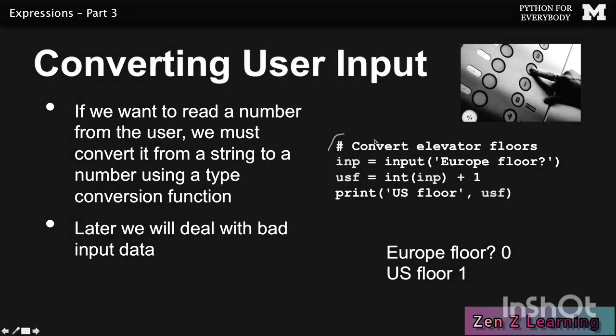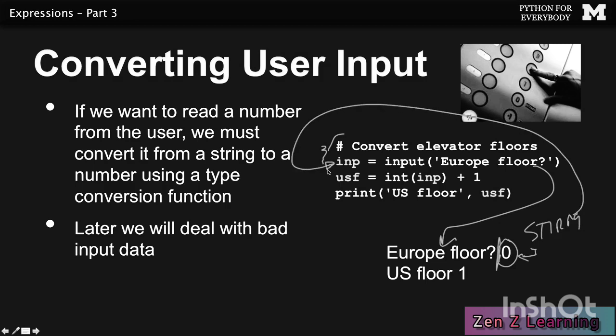A comment: convert elevator floors. That has nothing to do with Python, it has to do with you or me reading about this. Then input. Remember, input prints out the prompt and then pauses and waits. And then we type, and then we type the enter key, right? And then this 0, this is a string. This string ends up being input in the variable inp. And then it continues to the next line, and it works on the right-hand side.